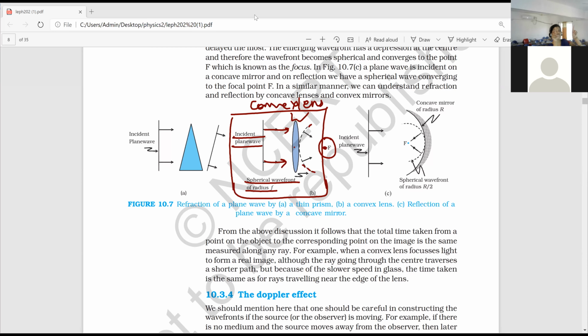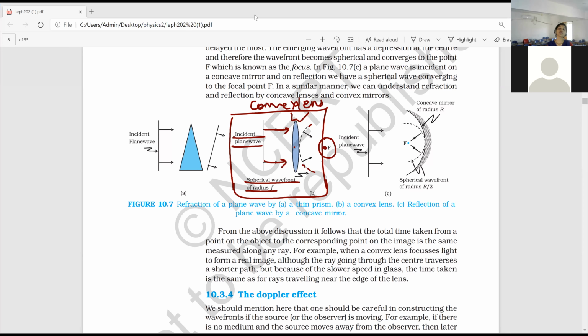So here we are using a lens. The incident wavefront is passing through this lens. Here the wavefront is going to refract, and after refraction it is going to form a spherical shape, and they are going to converge to a focus point F. Already it is shown in the diagram.